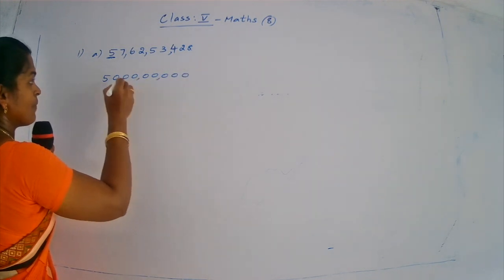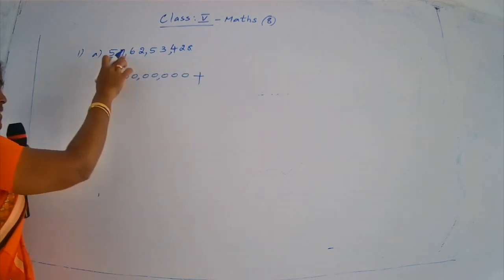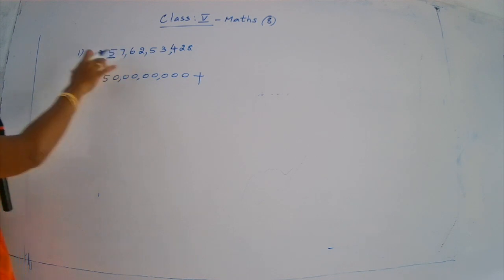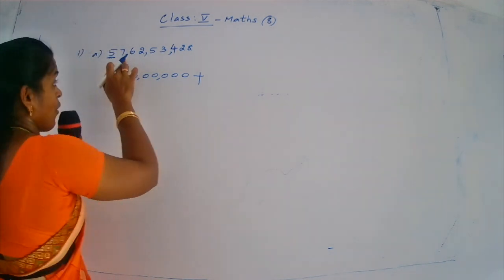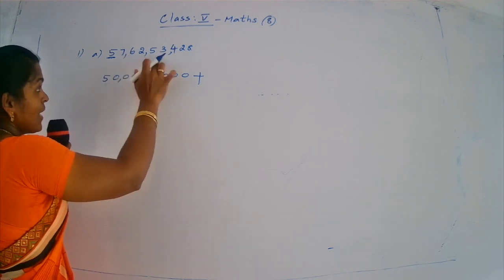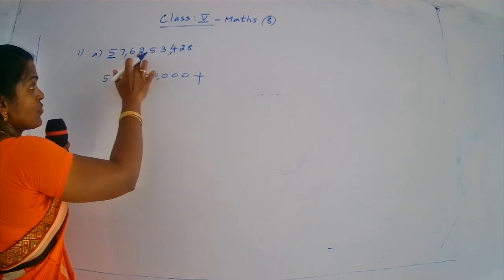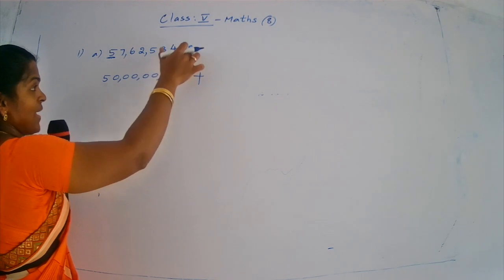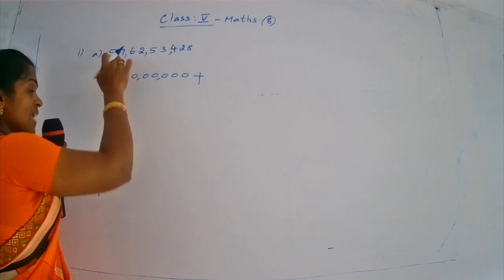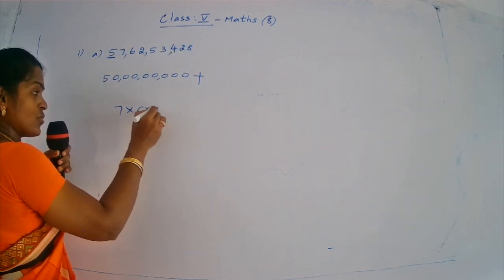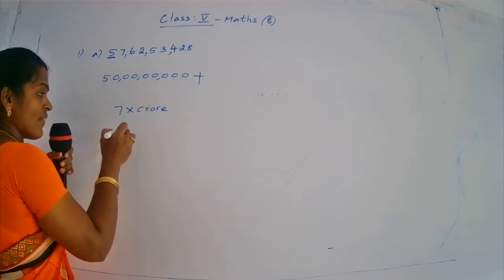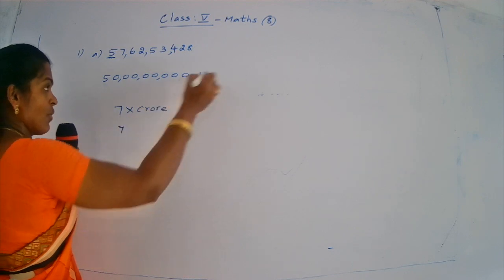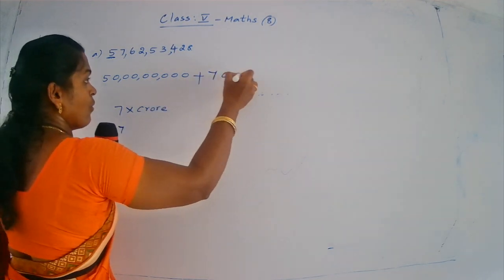50 crore plus the next digit, 7. The place value of 7 is 7 crore. How many zeros? Remaining, how many places are there? 1, 2, 3, 4, 5, 6, 7 places. Otherwise, 7 into crore. So that's why it is 7 crore.